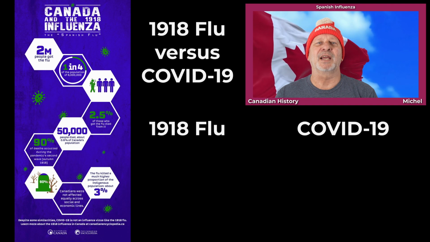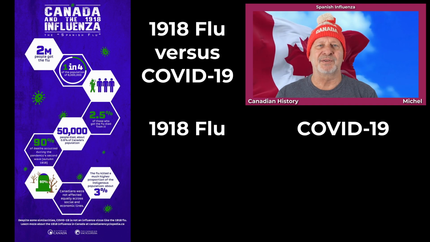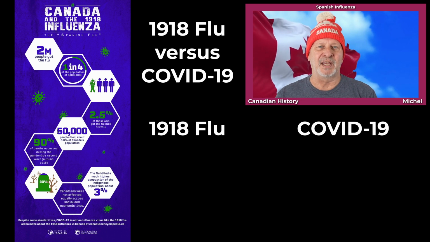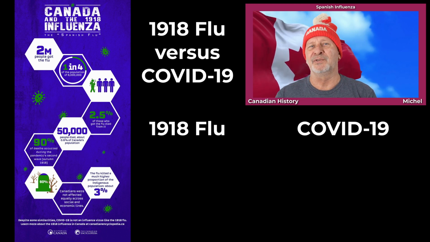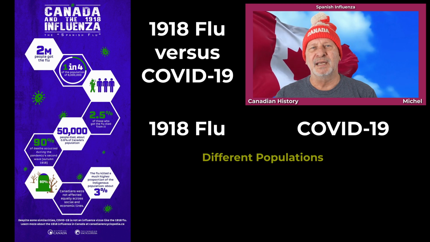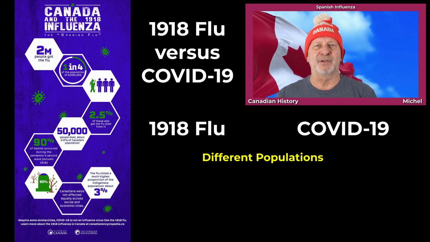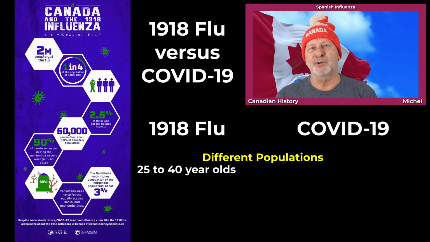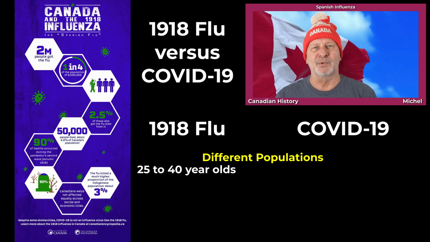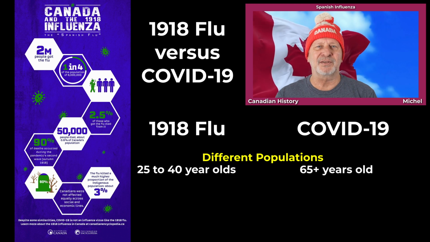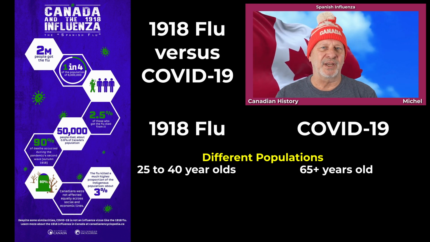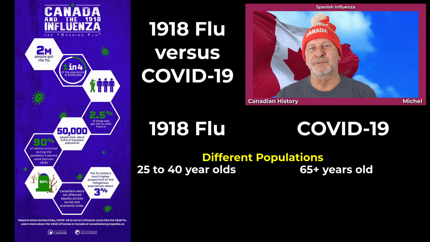And just so I don't scare anyone, the H1N1 virus associated with the Spanish influenza is not the same as that of the H1N1 coronavirus of COVID-19. Firstly, the patient populations are different. While the 1918 influenza killed a disproportionate number of 25 to 40-year-olds, COVID-19 mostly affects those over the age of 65, especially those also with comorbidities, or simultaneous presence of 2 or more diseases.